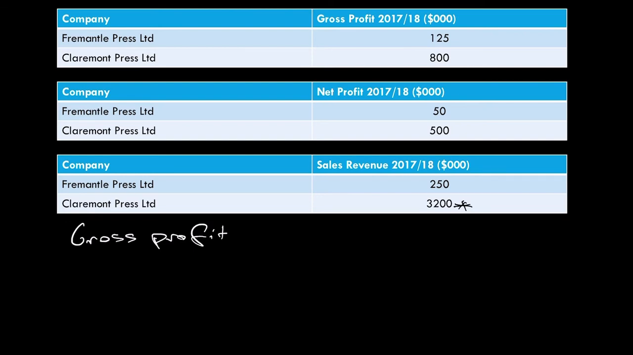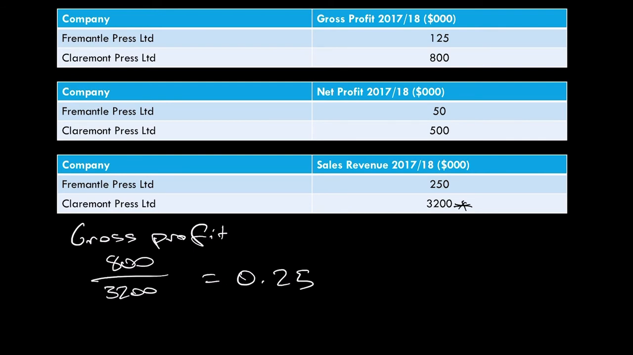Let's look at, for example, Claremont Press. Our gross profit is $800,000, but I'll just keep it simplified here as 800. And we're going to divide that by our sales revenue, which was $3.2 million, but I'll keep this nice and simplified figure here. By converting this information, we're actually going to find the overall gross profit ratio for Claremont Press, and that figure is 0.25 or 1/4.